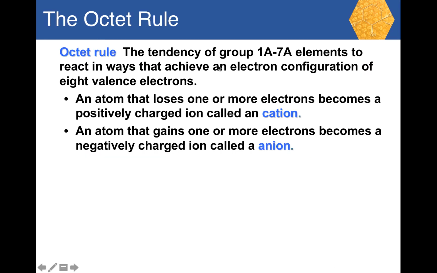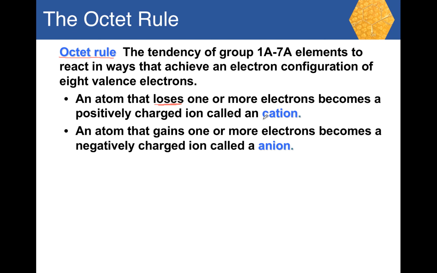Okay, let's look here at a new term, the octet rule. What Lewis observed is that a lot of the atoms on the periodic table want to achieve that electronic configuration of the noble gases. So here is how they can achieve that configuration. An atom can lose electrons to gain that electronic configuration of 8 electrons in the outer shell.